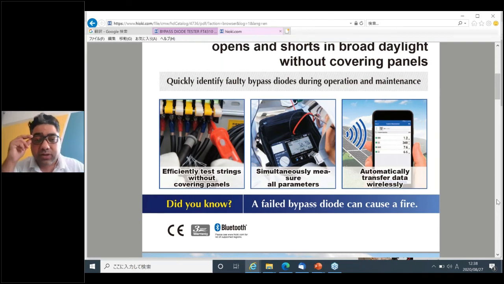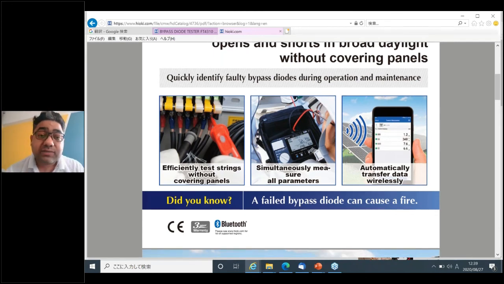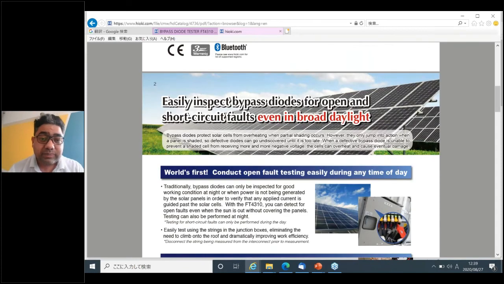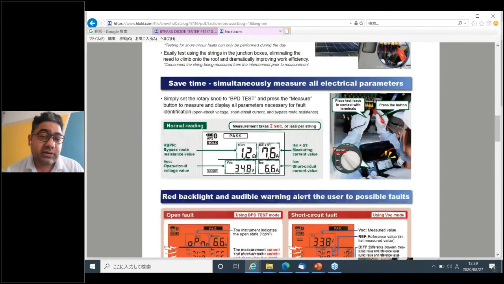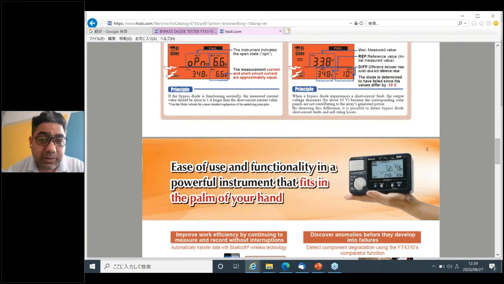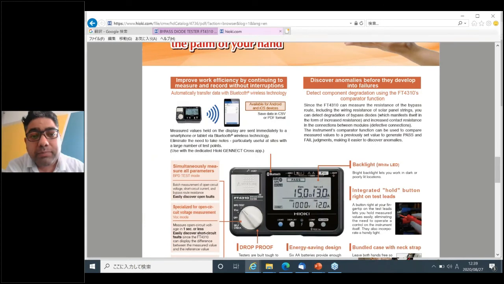Now the principle behind how it works has already been patented by Hioki. First it measures the ISC, the short circuit current, and then it injects an extra 1 ampere onto that particular string or panel. If that extra 1 ampere flows through the whole string or panel and comes back to the instrument, it is fine. If it does not come back, there is a fault. If there is any extra current flowing, it should come through the bypass diode. So by using a simple principle, you are able to detect the bypass diode condition.